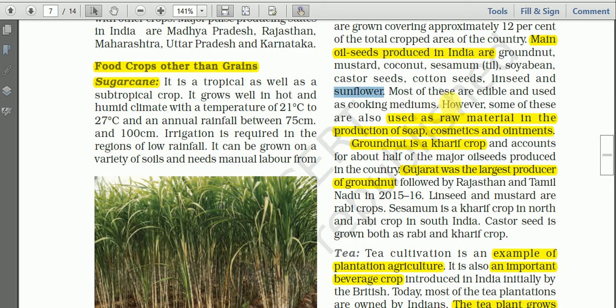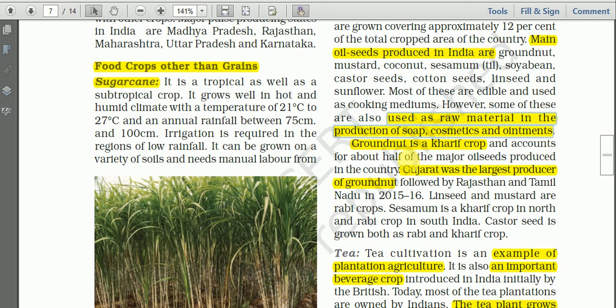It is also mentioned that some are edible and used as cooking medium, and some are not edible and used as raw material in the production of soap, cosmetics and ointments. Even the edible ones are also used for making soap and cosmetics. Coconut and linseed, all these are used in making soaps and cosmetic items.